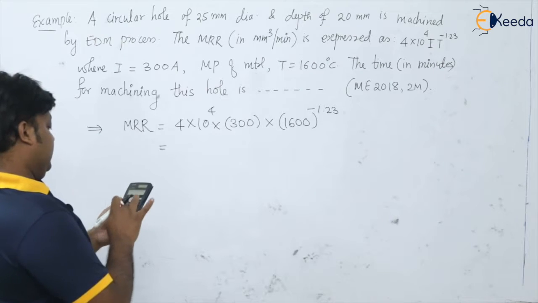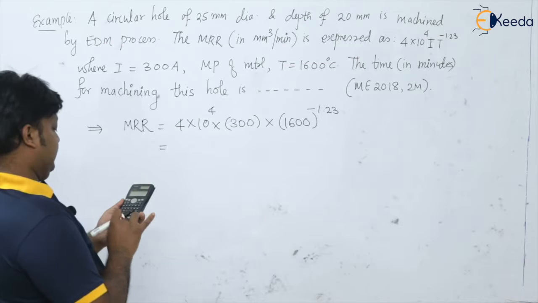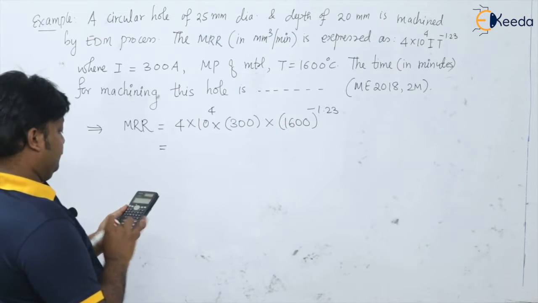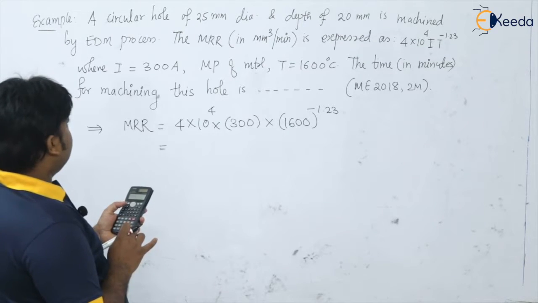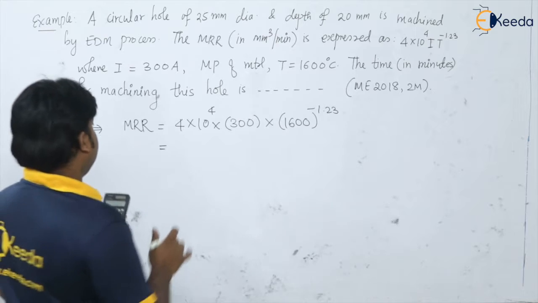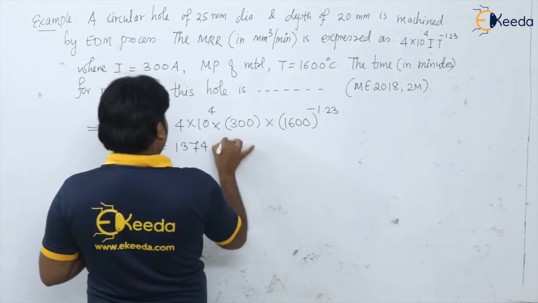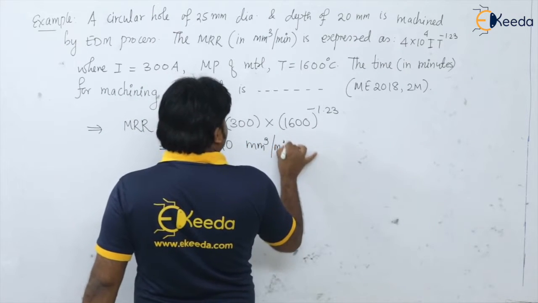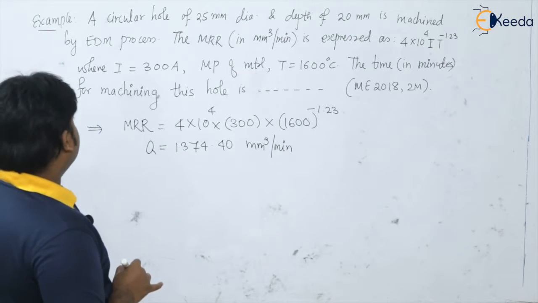So 1600 to the power negative 1.23 into 300 into 4 e to the power 10. So MRR will get 1374.40. It will be in what? mm cube per minute. So Q you got here.